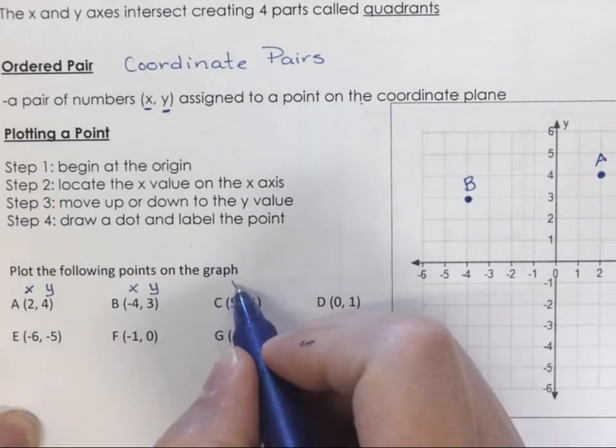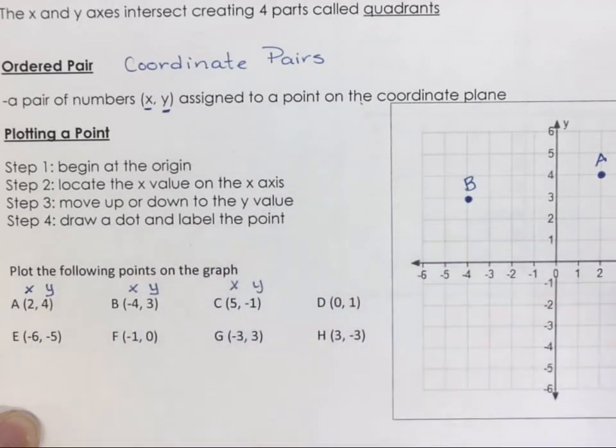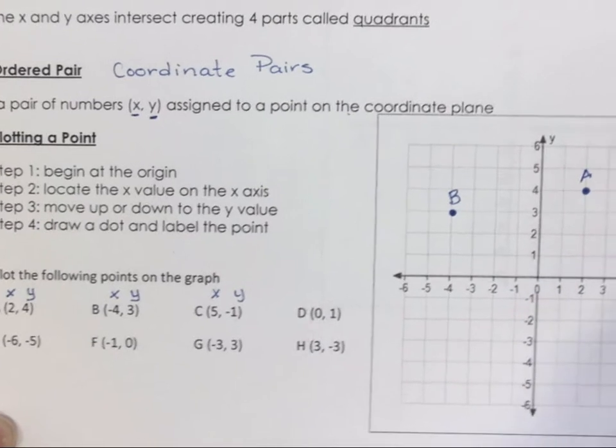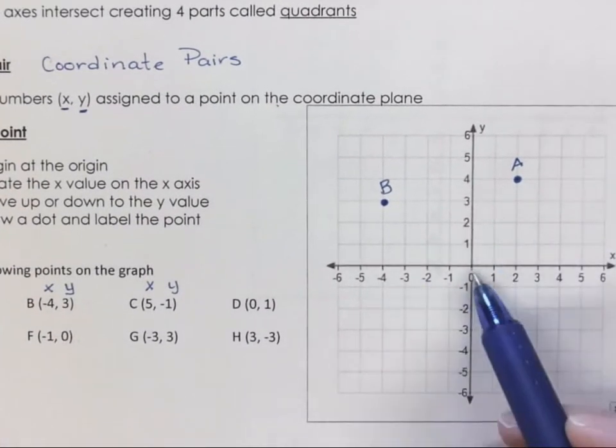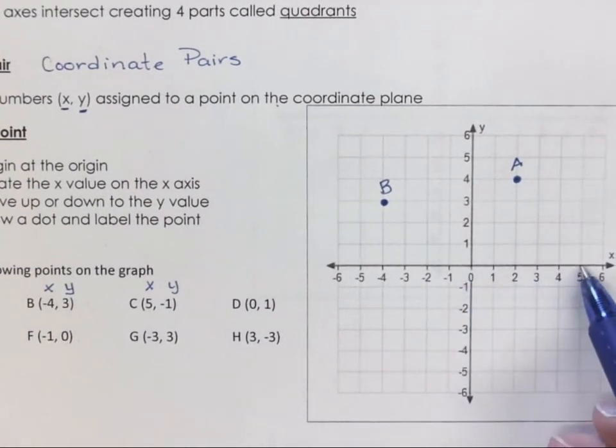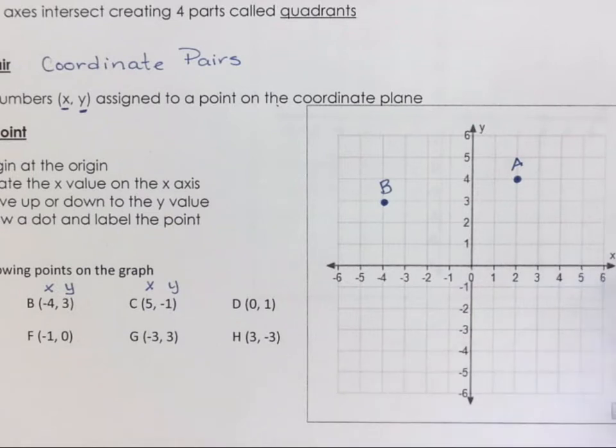C, again, my x is 5, my y is negative 1. So I'm going to start at 0. Oh, I got to slide over for a second. Start at 0. I'm going to go all the way to 5. But now it's a negative 1, so I've got to go down 1.